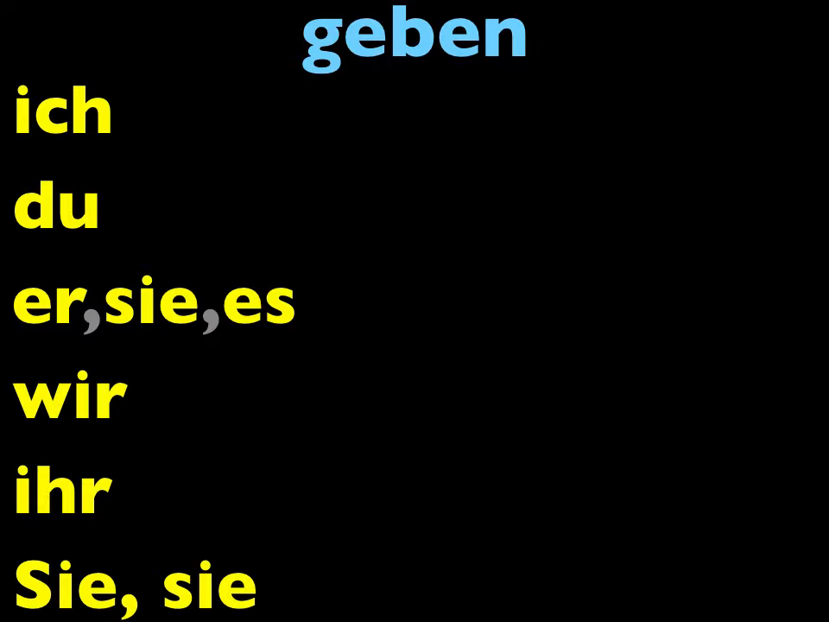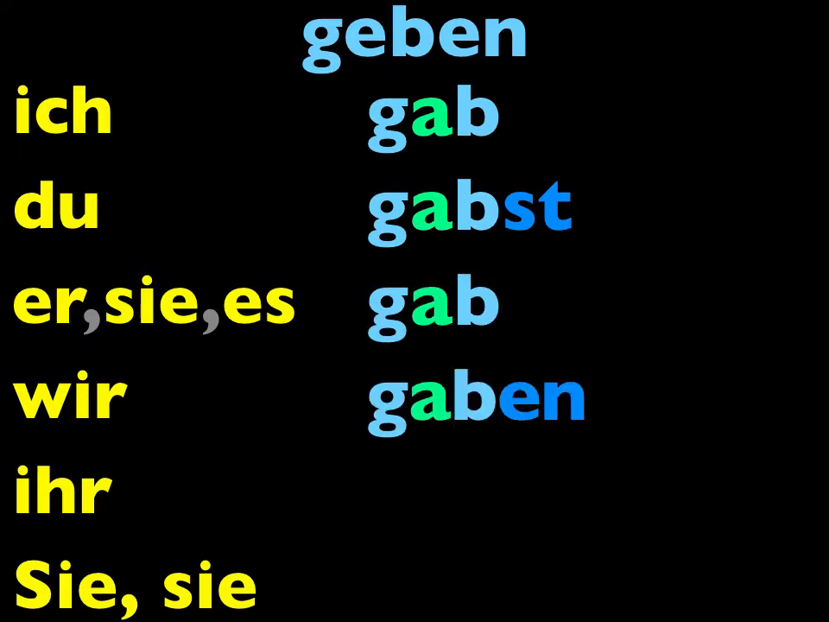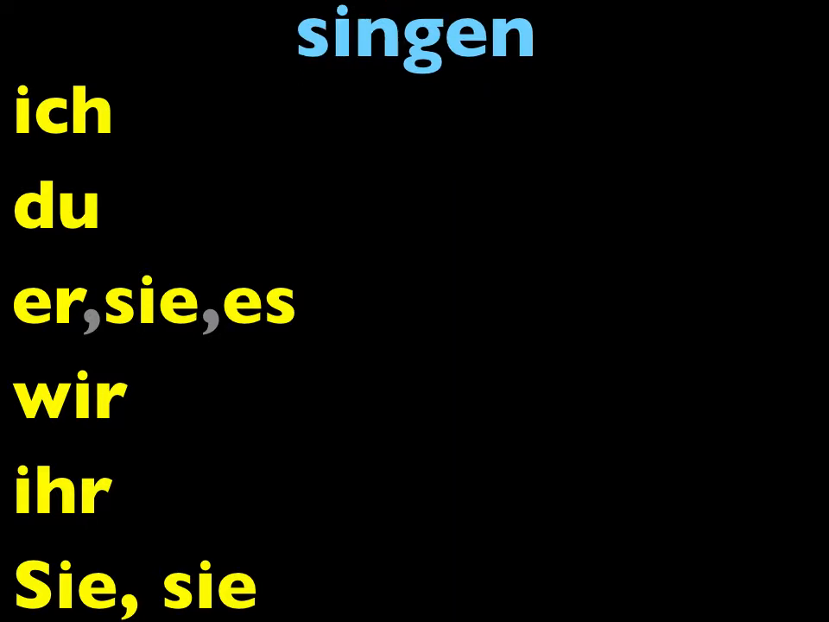Same thing with German. Repeat. Ich gab. Du gabst. Er gab. Wir gaben. Ihr gabt. Sie gaben. The verb to sing in English. I sing, but I sang.